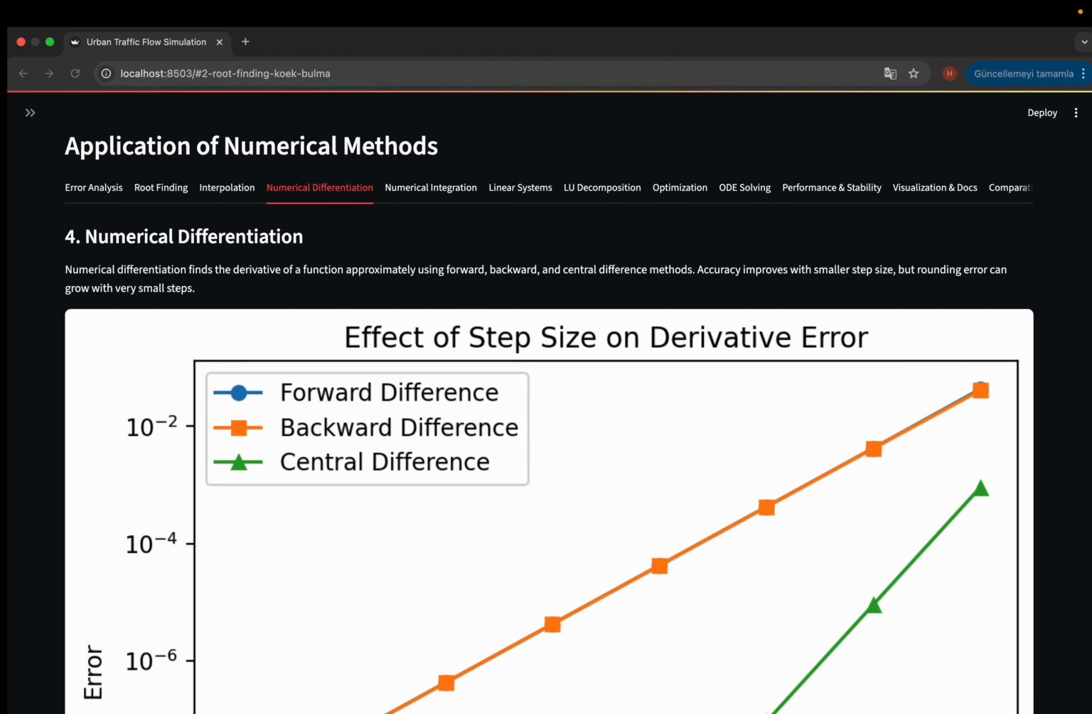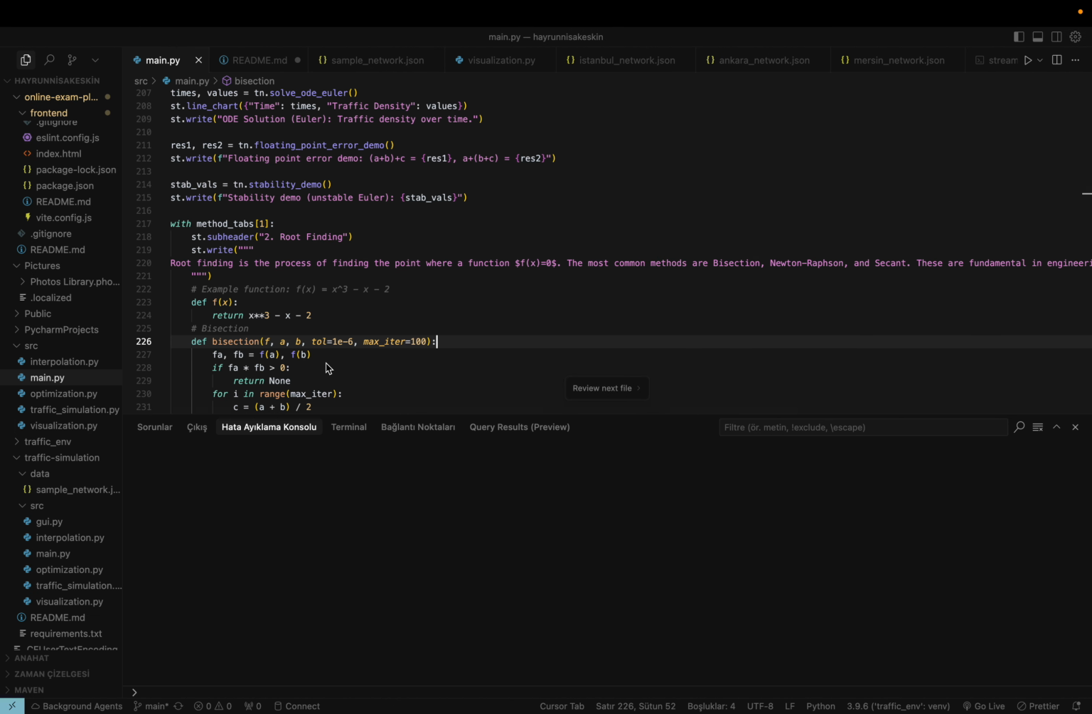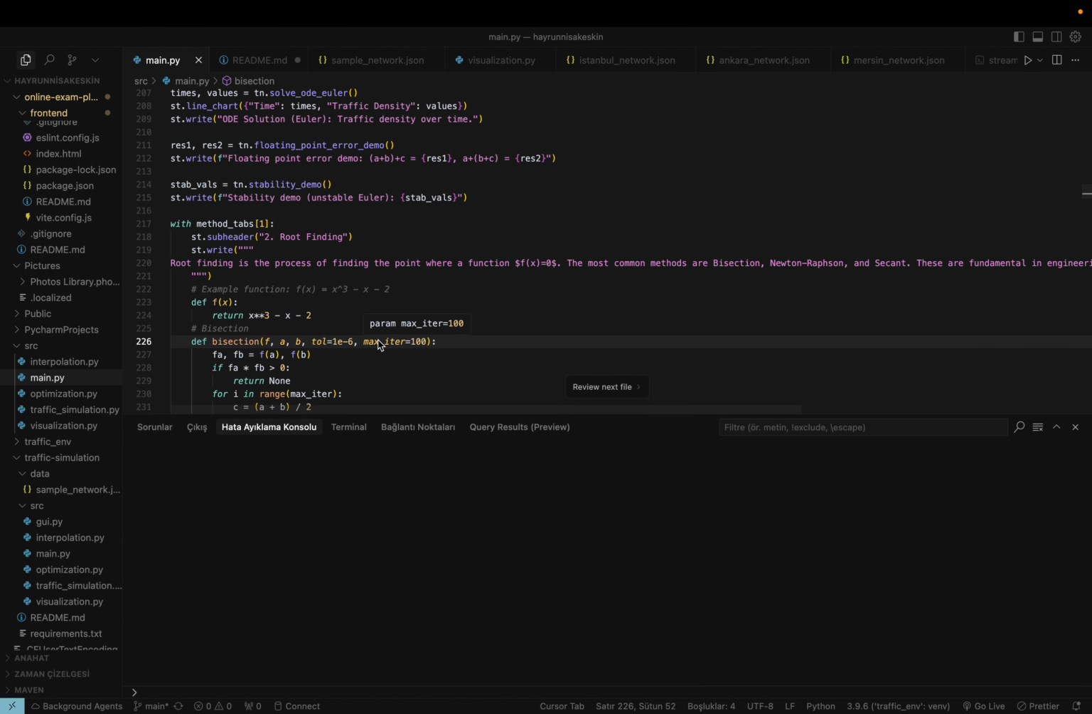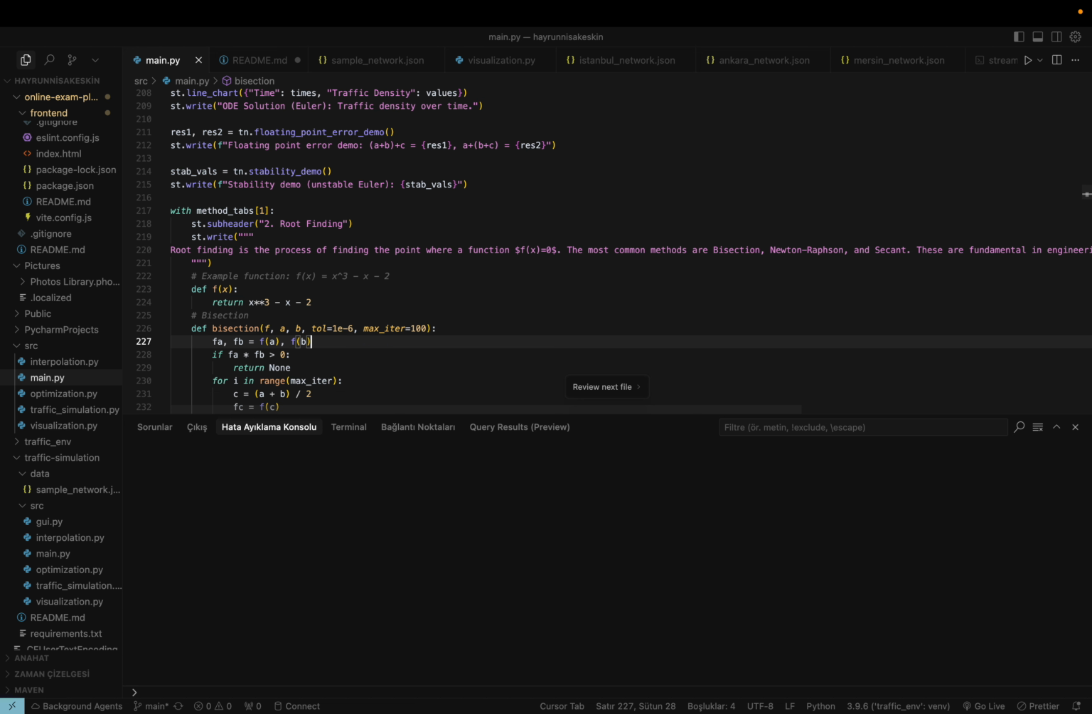Route finding is the process of finding roots. Bisection formulas: f, a, b, tol equal 1e-6, max iteration 100. And default bisection method, but return none. For i in range max iteration, a plus b over 2.